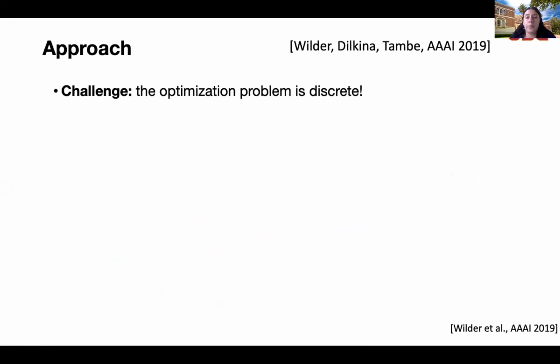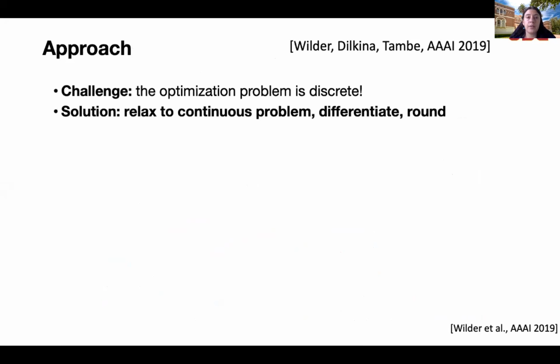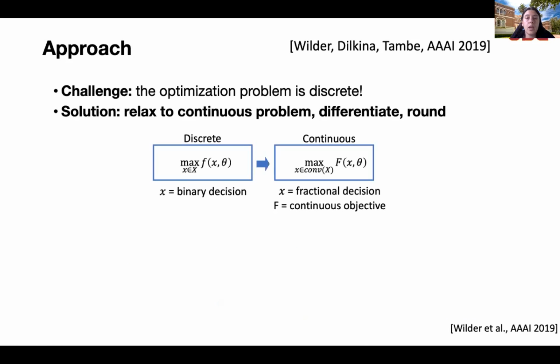The challenge here is that the optimization problems we want to consider are discrete, right? And so the solution that we proposed in our 2019 AAAI paper was to try to find a way to relax these discrete problems to continuous ones, and then find a way to differentiate through them to compute the gradients. And then at test time, be able to round these continuous relaxations to a discrete feasible solution. So basically, we'll take our binary or integer problem and relax all the discrete variables to continuous in order to get a convex approximation.